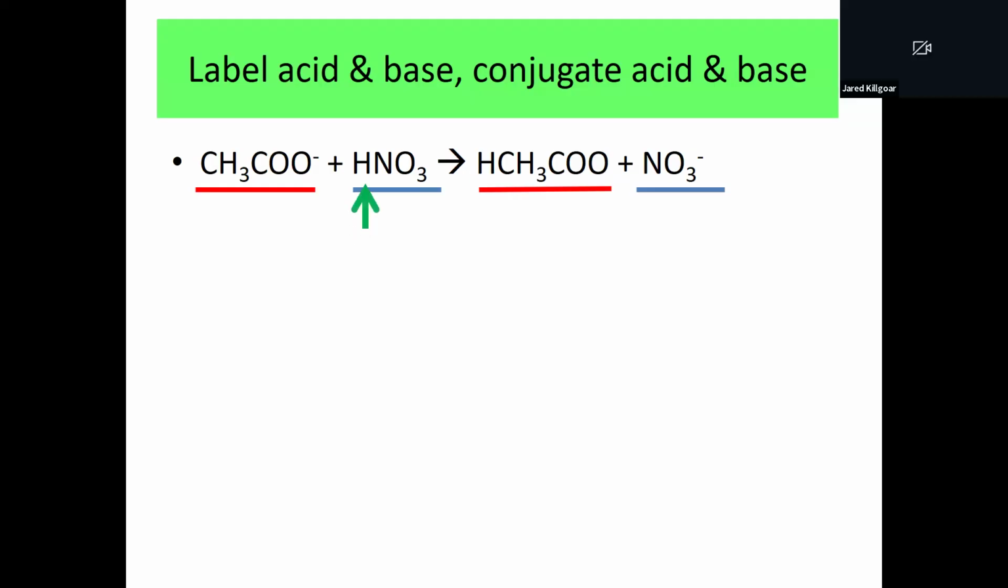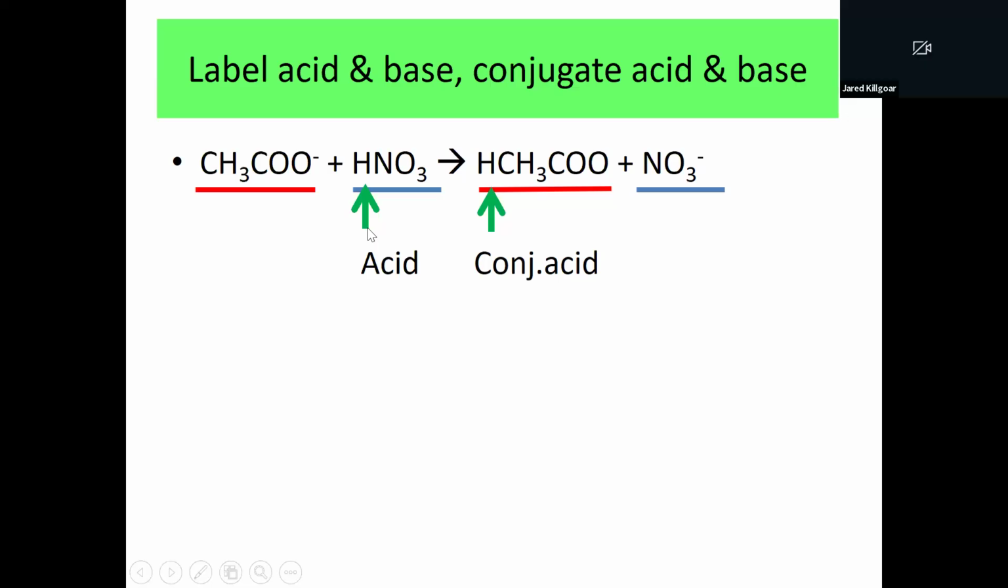So let's talk about what's different about the two. The H starts with the NO3 minus. It ends up with the CH3COO. So how does that happen? Well, the HNO3 donates its H plus. How do I know? Because in the end, it doesn't have it anymore. It got rid of it. It's left as NO3 minus, which is making HCH3COO the conjugate acid.